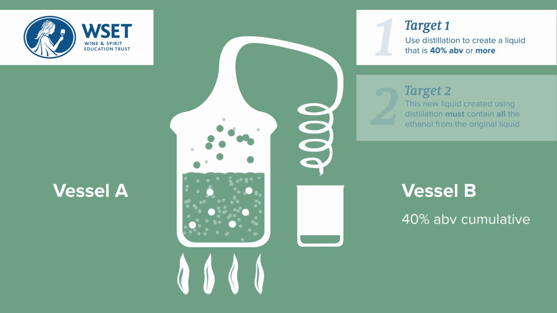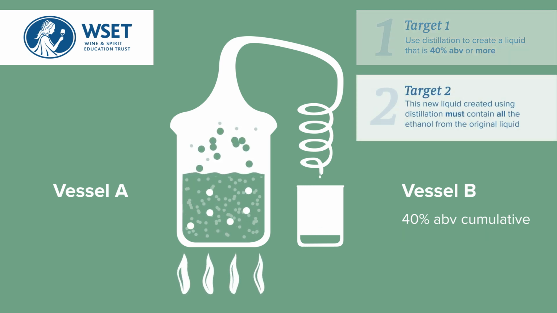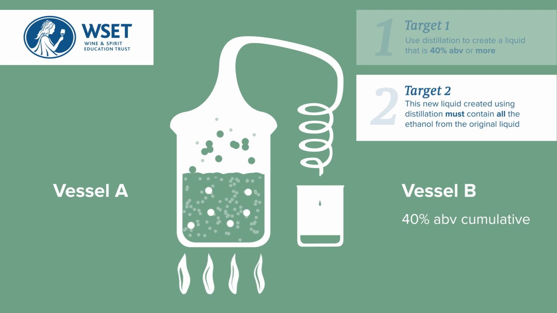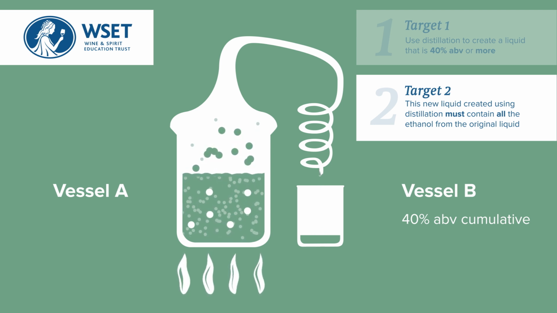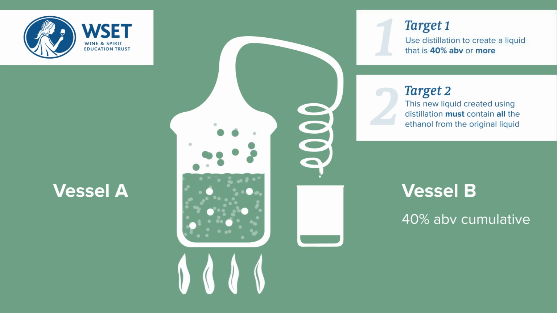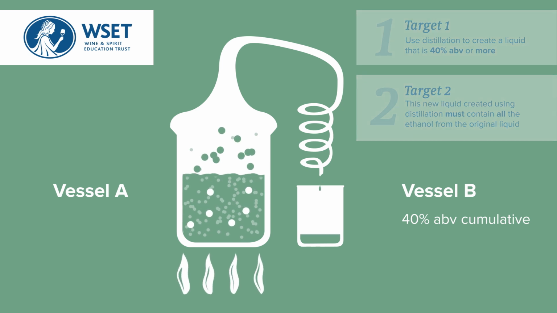Let's check in again. Against target 1 we are okay, but against target 2 we are still some way from success. There is still plenty of ethanol in the original liquid. Now we can clearly see the consequence caused by the drop in the ABV in the liquid flowing off the still. It is impossible to achieve both targets. However, we still might meet target 2, so let's carry on.